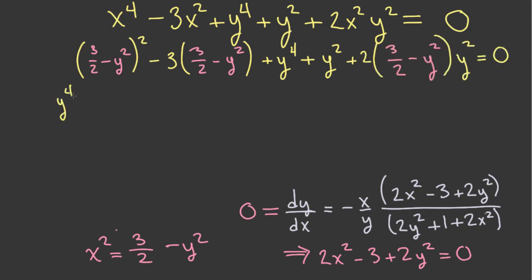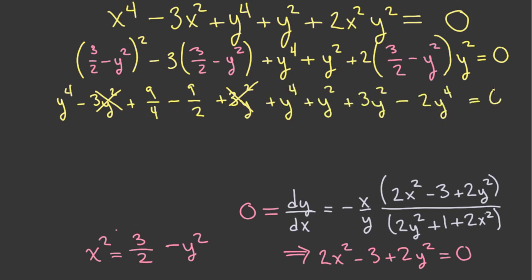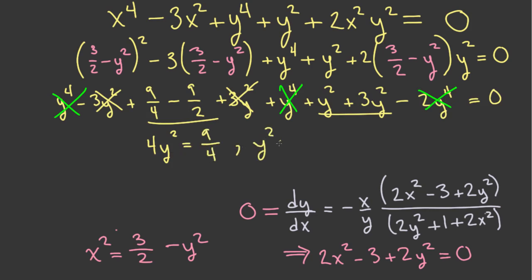So doing that, I do some messy algebra. And I get that y squared is equal to 9/16. That tells me that y can be equal to plus or minus 3/4. Plugging this into the formula for the circle of radius square root 3/2, I get that x is equal to plus or minus the square root of 15 over 4. So we've found those points.